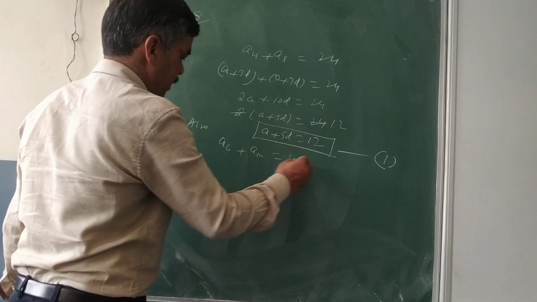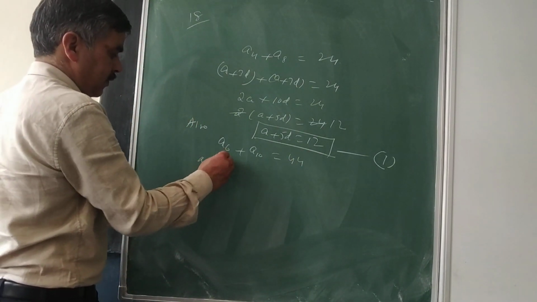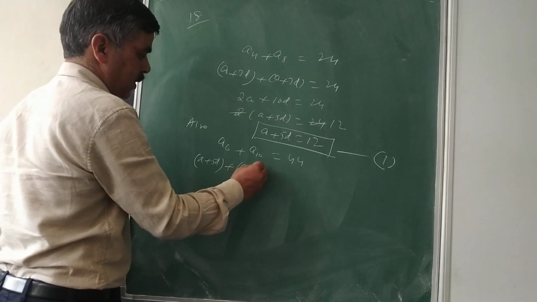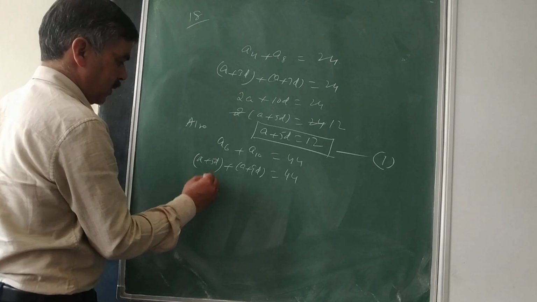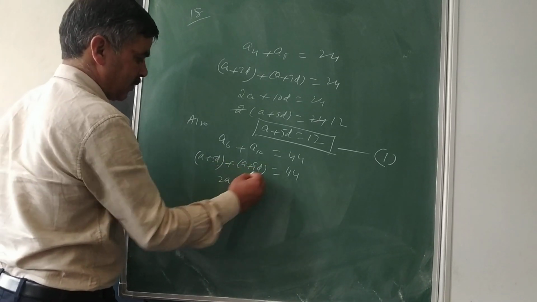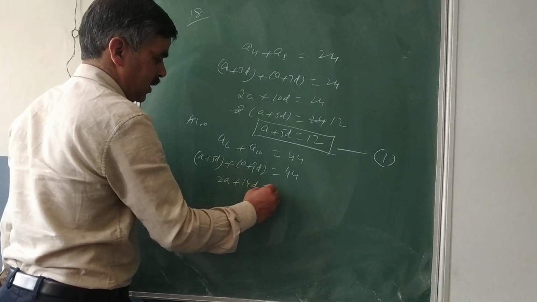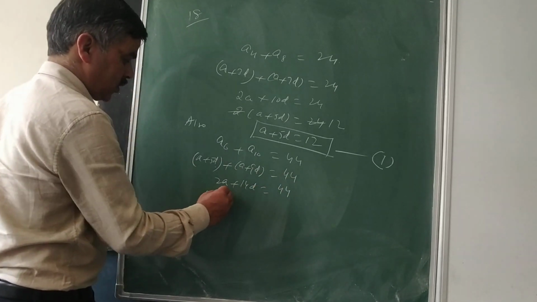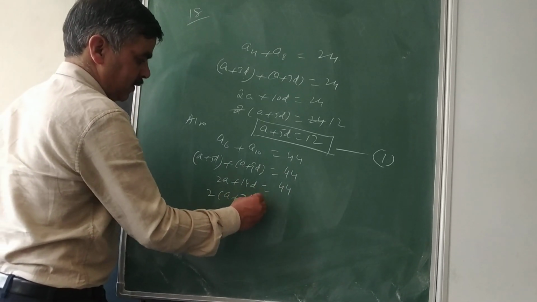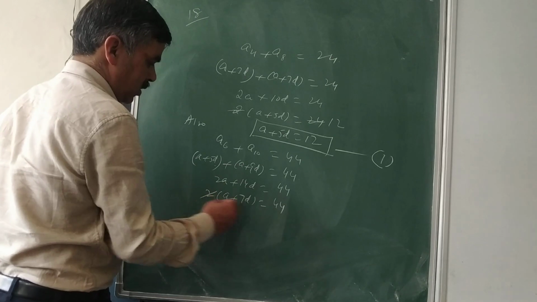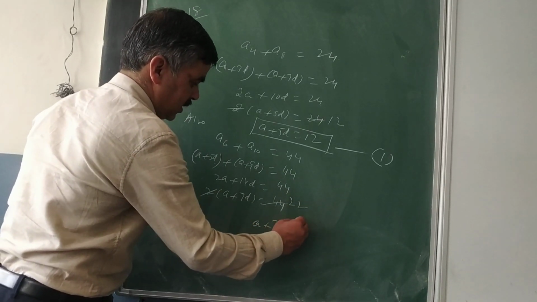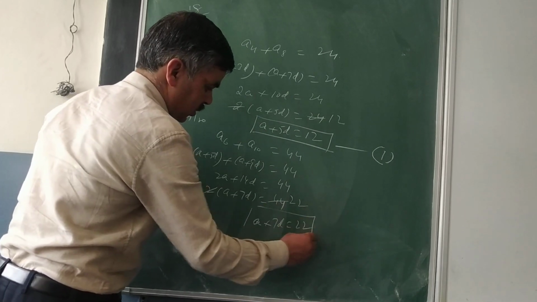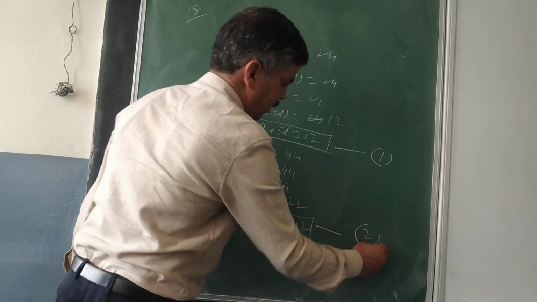So here it is a plus 5d plus a plus 9d is equal to 44. So a plus a again 2a, 5 plus 9 is 14d is equal to 44. You can take 2 common: a plus 7d is equal to 44. Then just cancel it, you are getting a plus 7d is equal to 22. So this is your equation number 2.